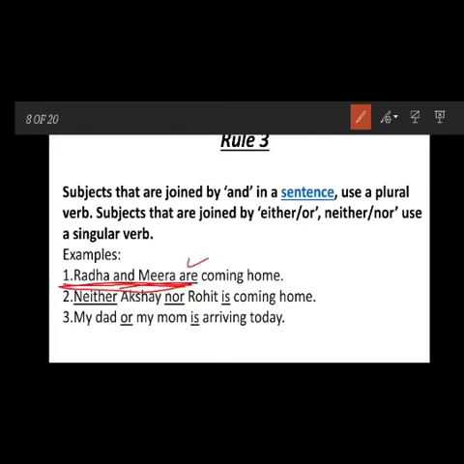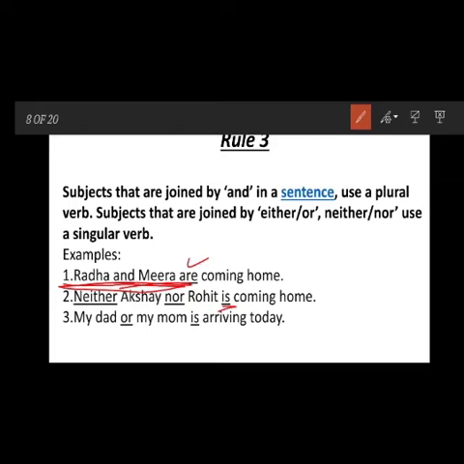But here, neither Akshay nor Rohit is coming home. We are talking about one. Either or neither means one of the two. We are talking about one person, and we are choosing one option only, not this and not that. So that's why we are using is, a singular verb.